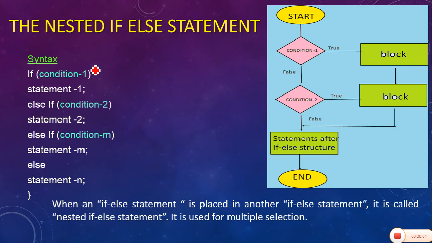If we are not using any bracket over here, then for the first condition, if it is true, statement number 1 will be executed. If condition number 1 is false, then condition 2 will be checked. If this is true, then statement 2 will be executed. If this is false, then condition number m will be checked. And if this is true, then statement number m will be executed.